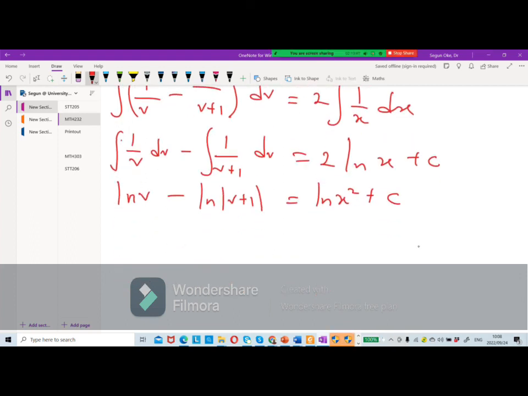We know the law of indices says anytime you have a raised to power s divided by a raised to power y is the same thing as a raised to power s minus y. So I can divide this one, use the same law by saying ln v divided by ln v plus 1. So this cancels this, so equals to c raised to power s squared.